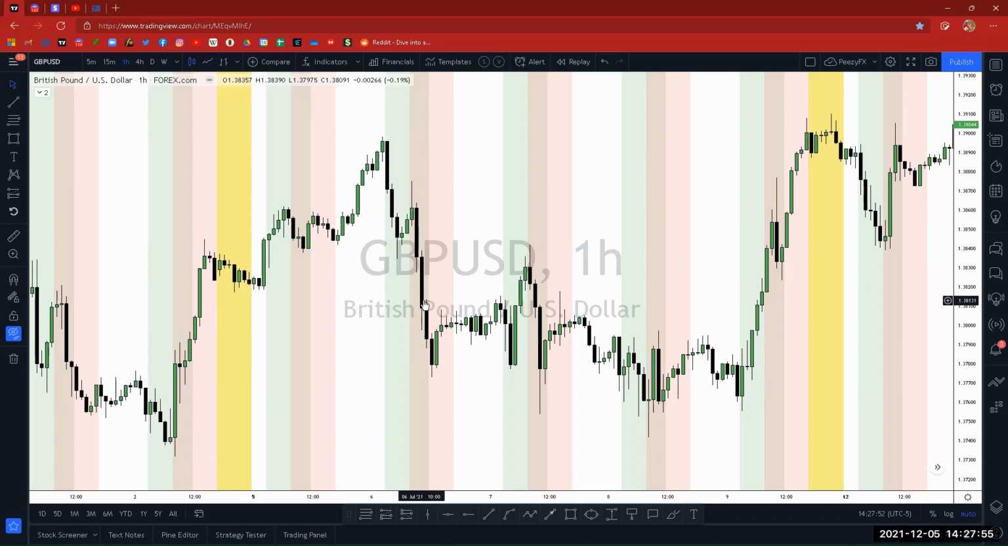Once we break below, change of state of delivery, taking out this low, price comes back up into it. Take this wick, cut it in half, price trades right up into it at New York Open, 8 a.m., and it expands lower, 86 pips to the downside.